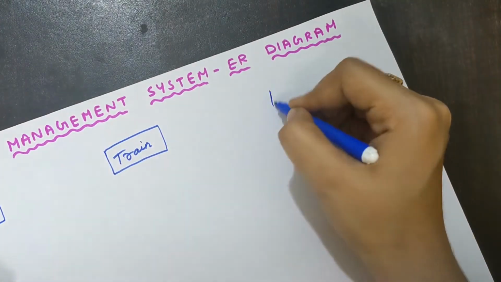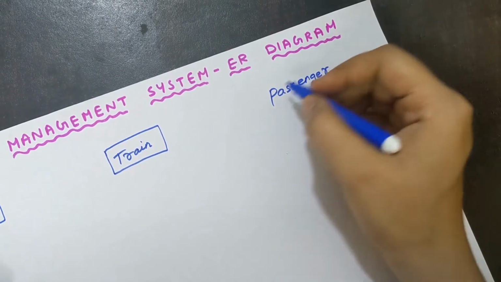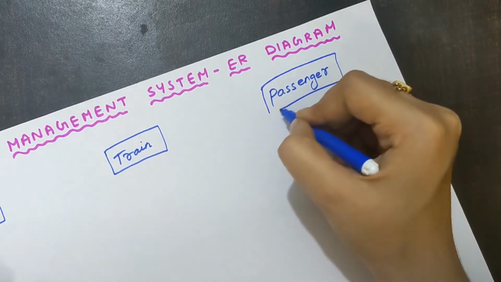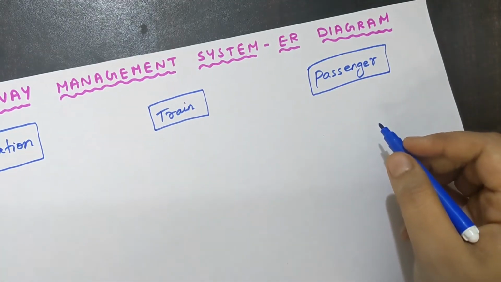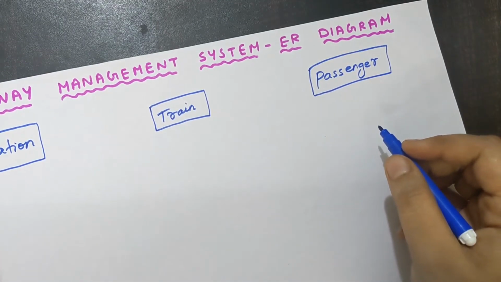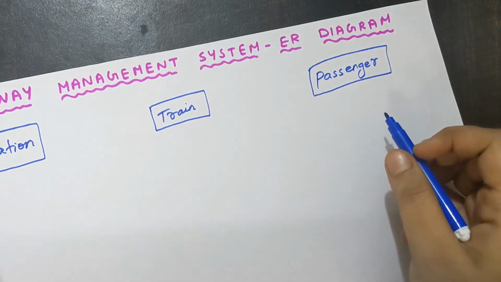Next, passenger. Passengers are people. So definitely passenger is an entity because you're able to touch the person. Physically the person is existing. You're able to touch the person. Therefore passenger is an entity.